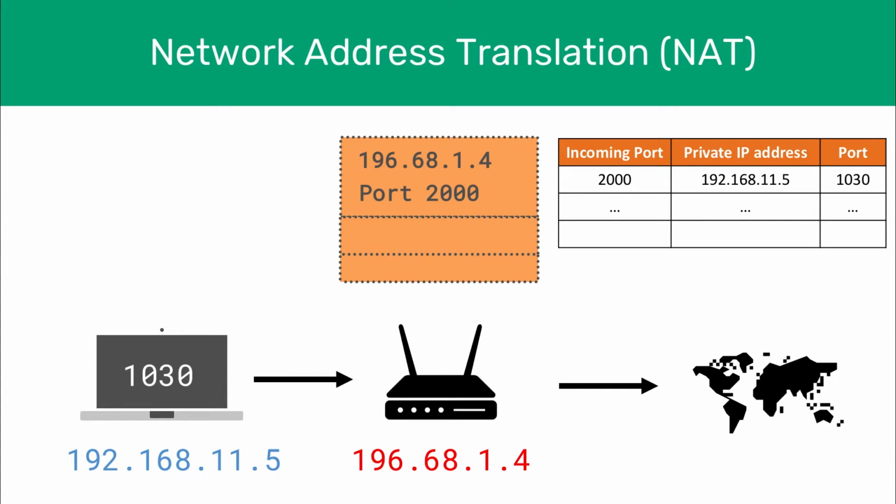When an incoming packet to the router from the internet has the port number 2000, in this example, it will look up the private details, swap its details in the packet for the original host's, and send the packet onwards to it. NAT has helped ease the transition to IP version 6, as it helps minimize the number of public IP addresses.